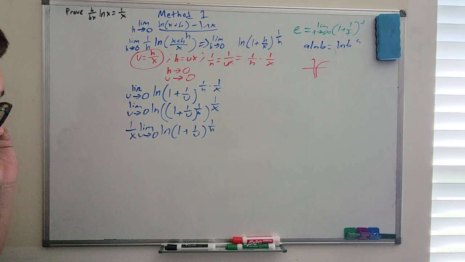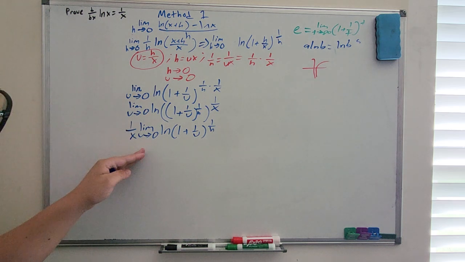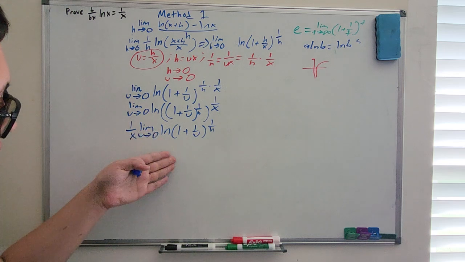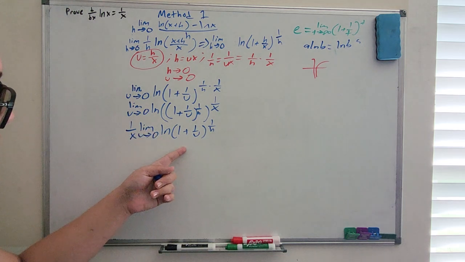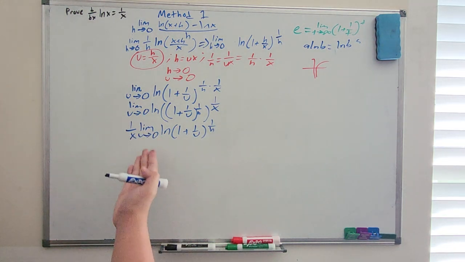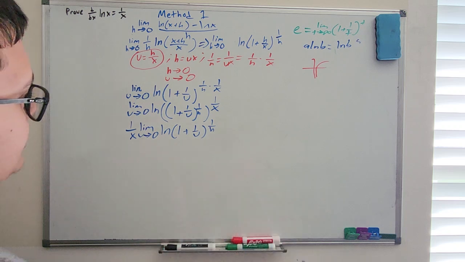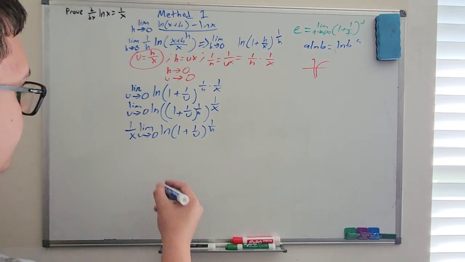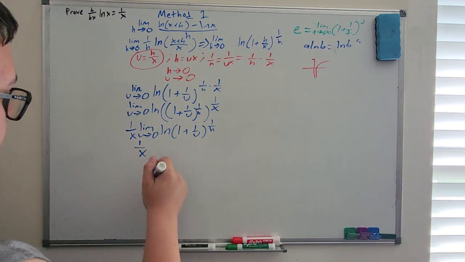Okay. We can bring this limit inside the natural log, because everything that we're going to find the limit of is inside the limit, which will make it way easier to solve. So let's just bring everything inside.